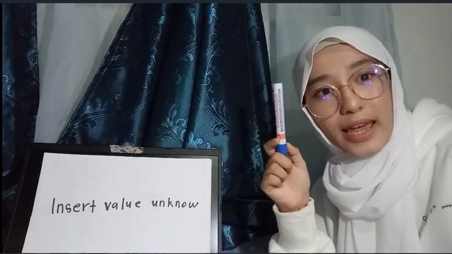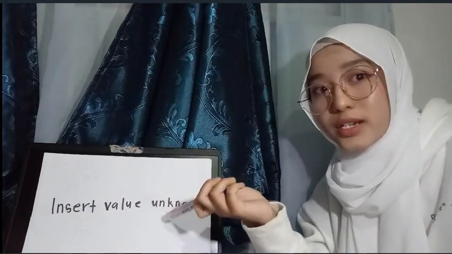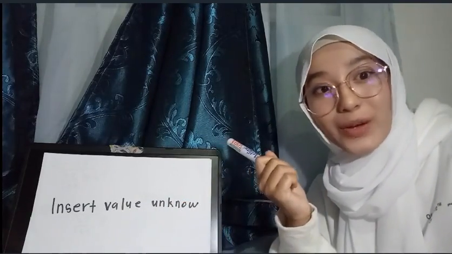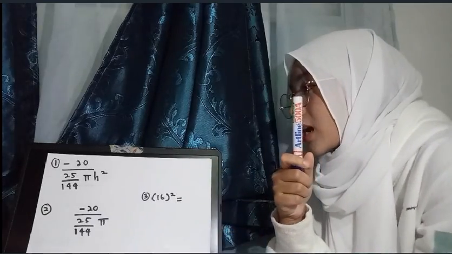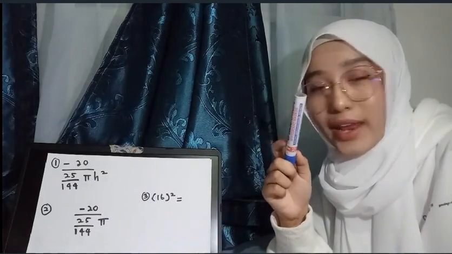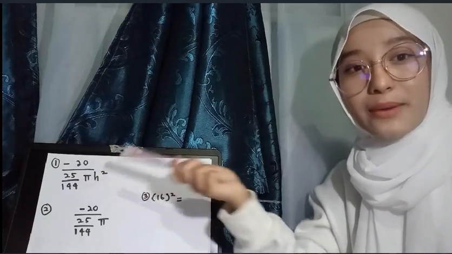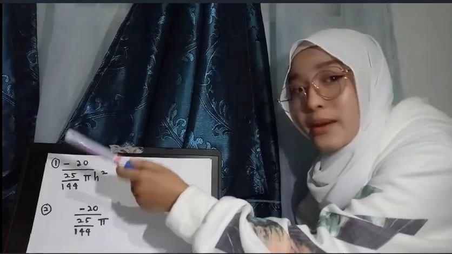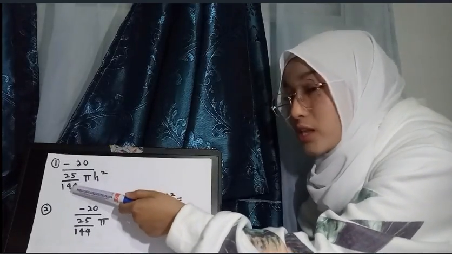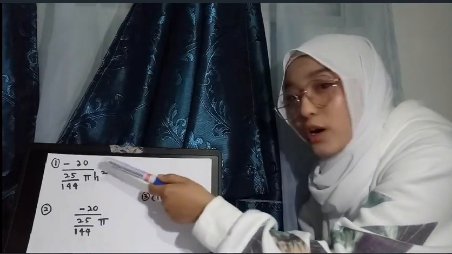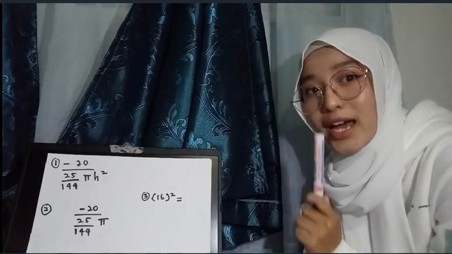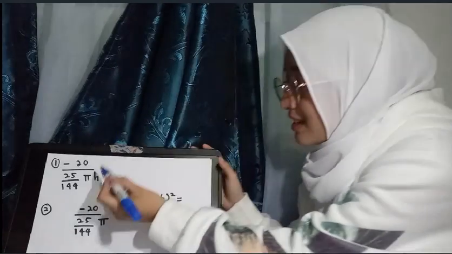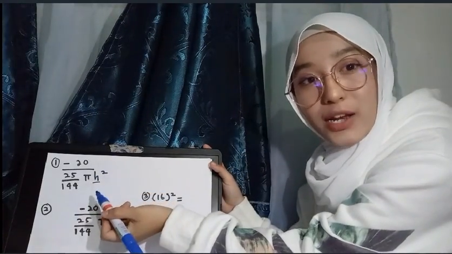In this step, we insert a value unknown. What is the value unknown? Let's check out what it is. For your information, this is the answer for step 3. So the answer is -20 divided by 25/144 pi h to the power of 2. So the value unknown is h. This is the value unknown.